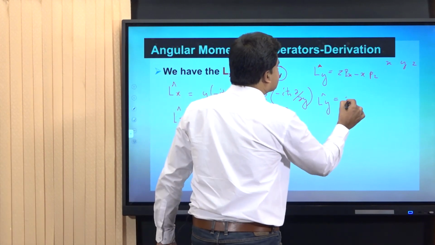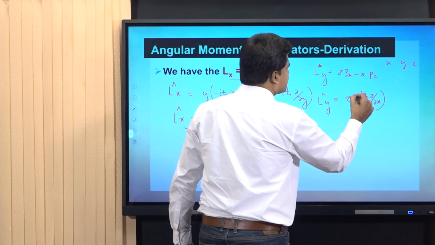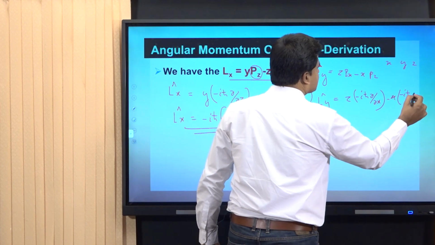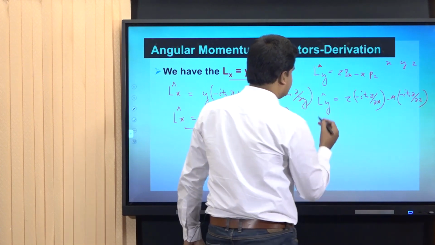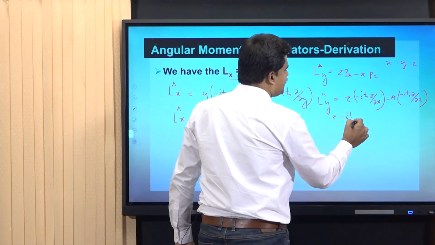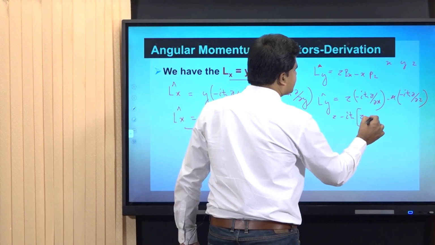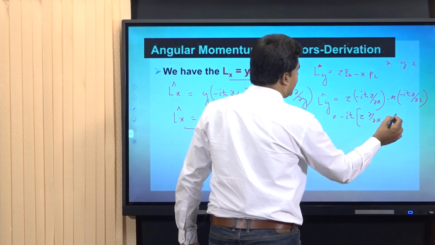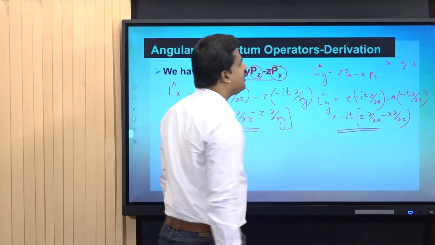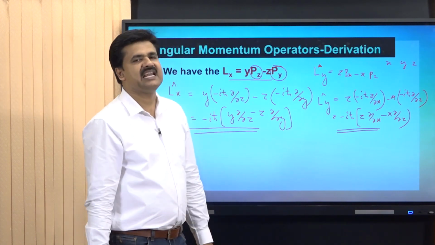That is z into minus iħ ∂/∂x minus x into minus iħ ∂/∂z. As proceeded in the previous way, minus iħ can be taken outside the bracket and we are getting z into ∂/∂x minus x into ∂/∂z. This is Ly hat. Similarly, we can also derive the expression for Lz hat.